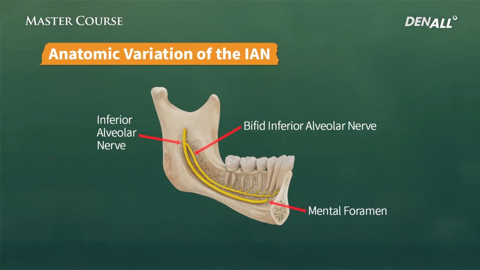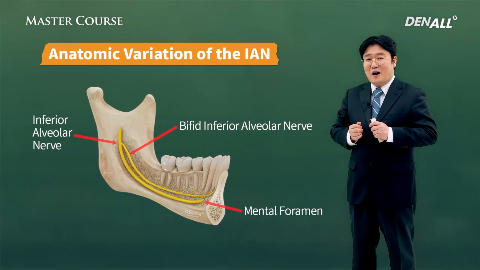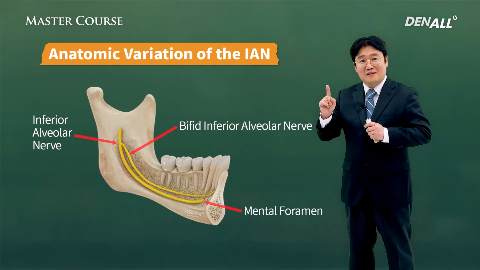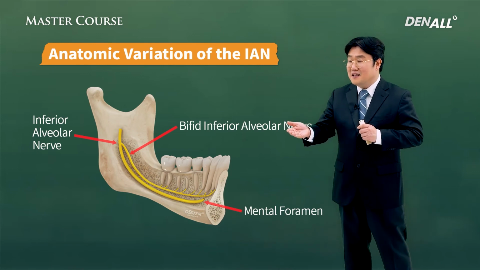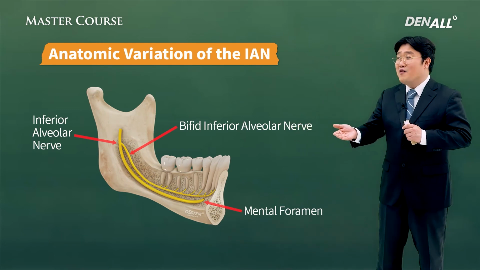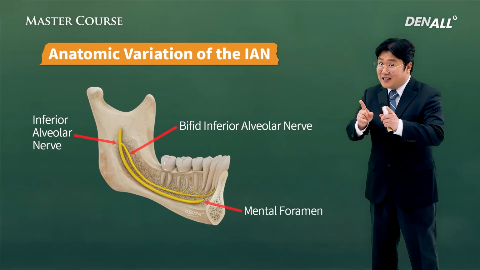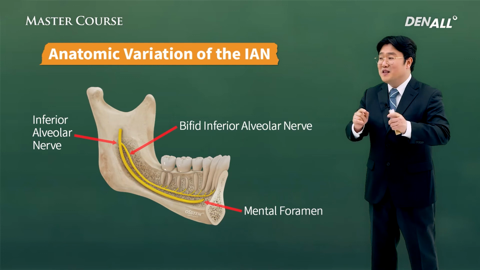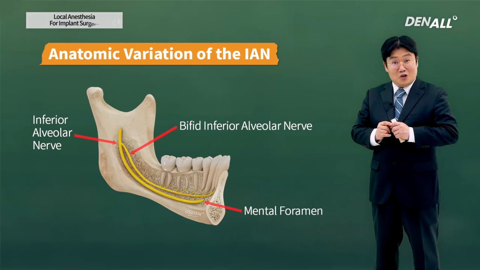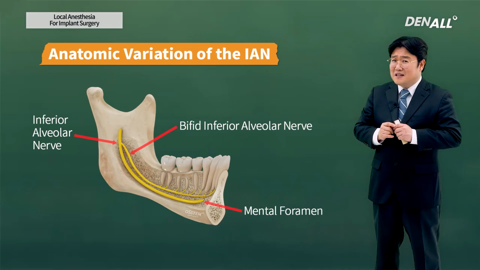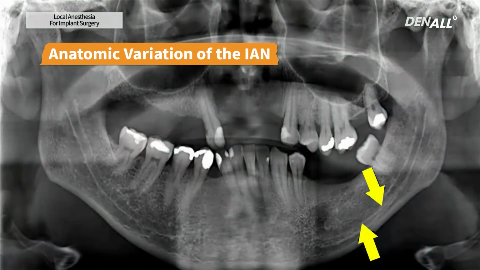Recently, it has been revealed that the inferior alveolar nerve is not just one strand. Here there are 2 strands. This is the bifid inferior alveolar nerve, according to the paper, and there are some variations too. It is difficult to detect on a panorama X-ray.